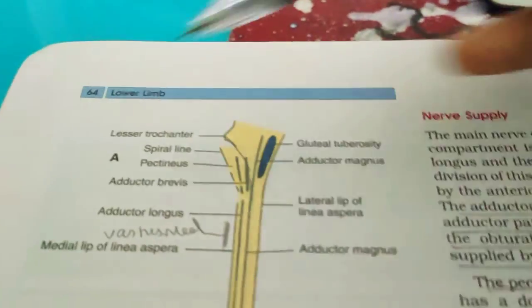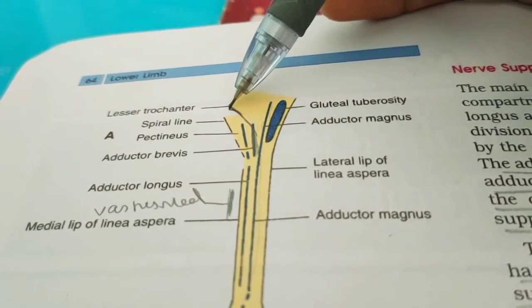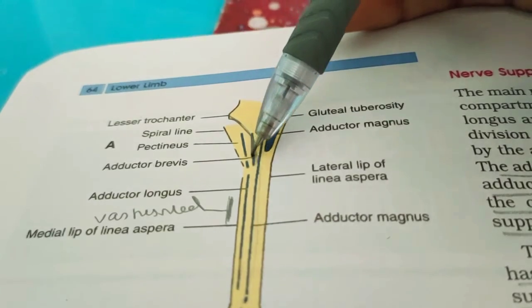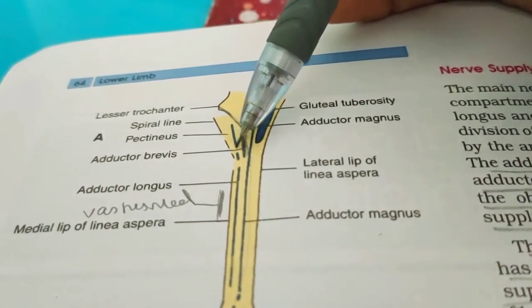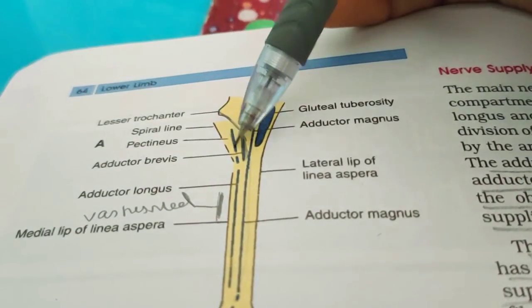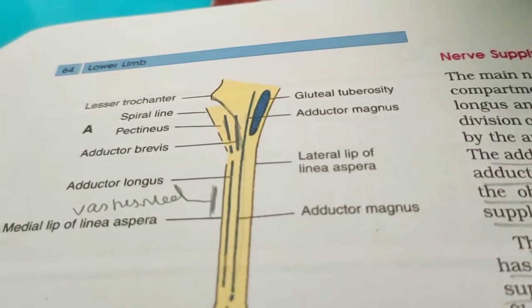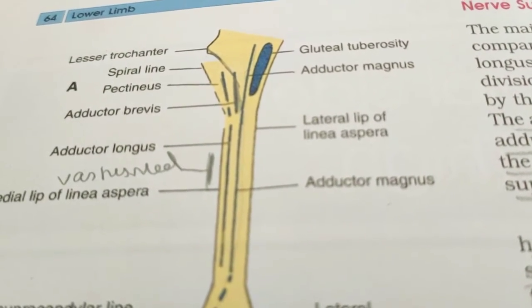Here in this diagram you can see, this is the lesser trochanter, right? As we already discussed, from the lesser trochanter one line will come and join the linea aspera. There is the insertion of adductor brevis. Just in front of adductor brevis there is the insertion of our pectineus muscle. So these are all the different muscles, their origin, insertion, and also their attachments, everything.